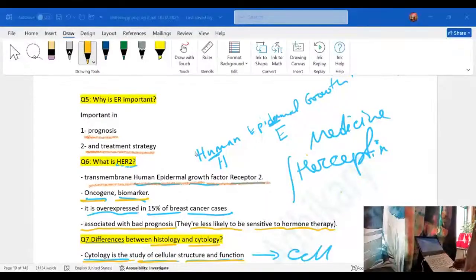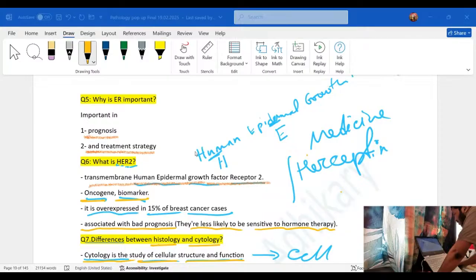What is HER2? Transmembrane human epidermal growth factor receptor 2. They are oncogene and biomarker, and it is overexpressed in 15% of breast cancers and associated with bad prognosis. They are less likely to be sensitive to hormonal therapy.